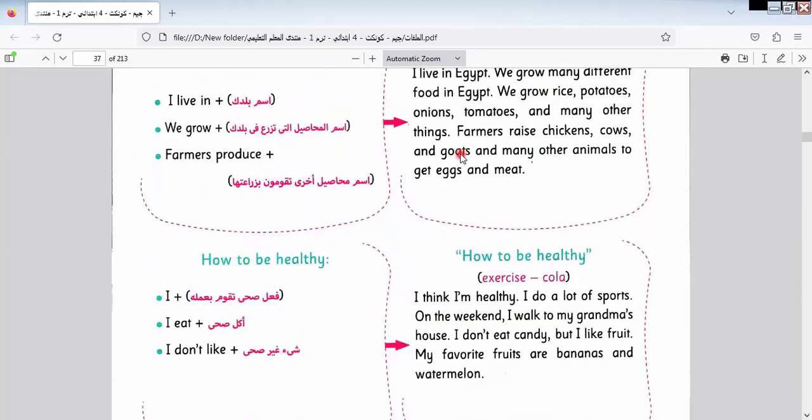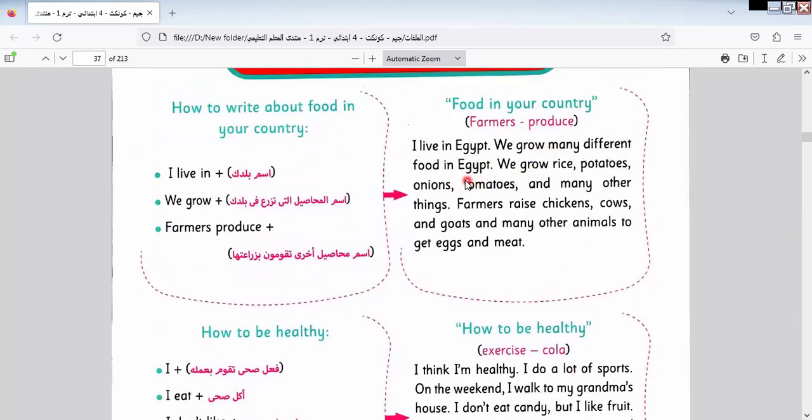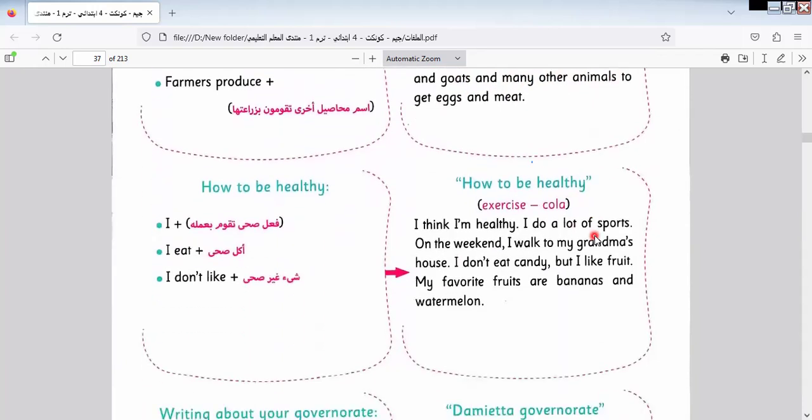I live in Egypt. We grow many different foods in Egypt. We grow rice, tomatoes, onions, potatoes, and many other things. Farmers raise chickens. Here we have grow with crops and raise with animals like chickens, cows, and goats, and many other animals to get eggs and meat.